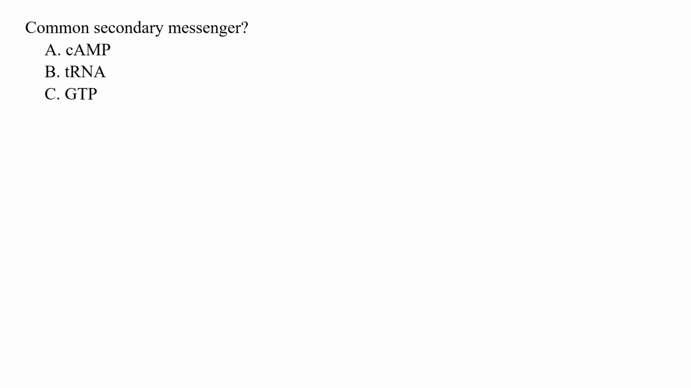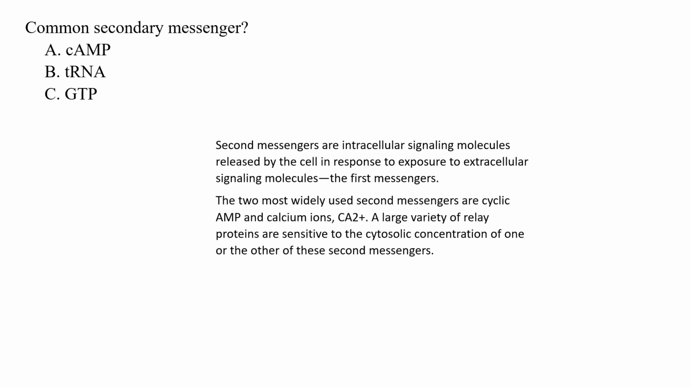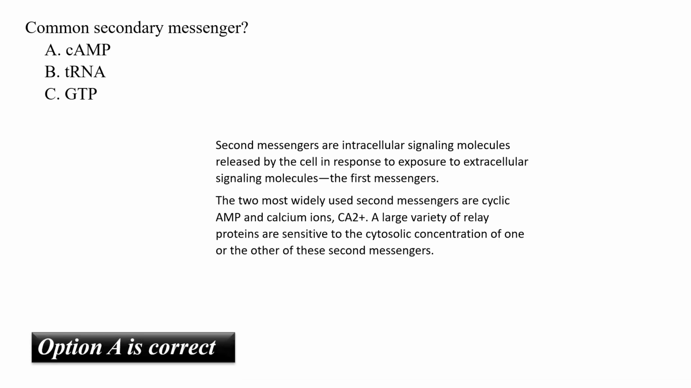Second messengers are intracellular signaling molecules released by the cell in response to exposure to extracellular signaling molecules, that is, the first messengers. The two most commonly and widely used secondary messengers are cyclic AMP, that is cAMP, along with calcium ions, that is Ca2+. A large variety of relay proteins are sensitive to the cytosolic concentration of one or the other of these secondary messengers. So the correct answer is option A, cAMP.